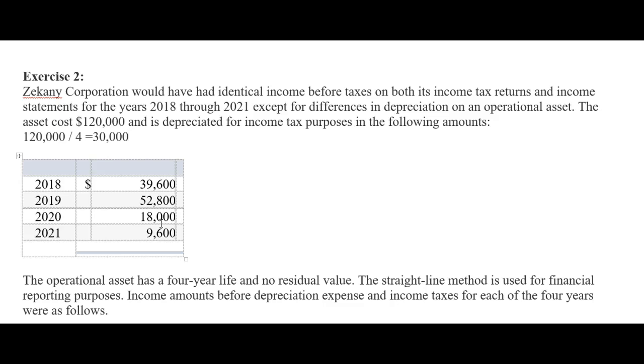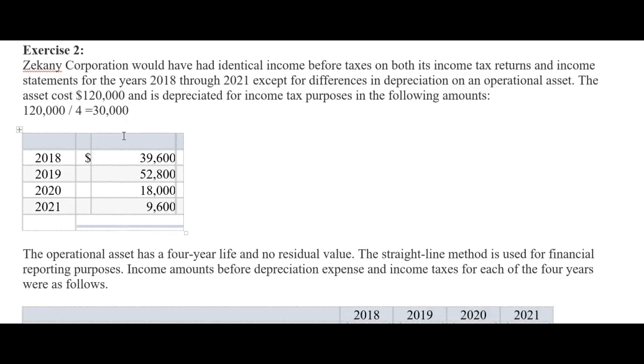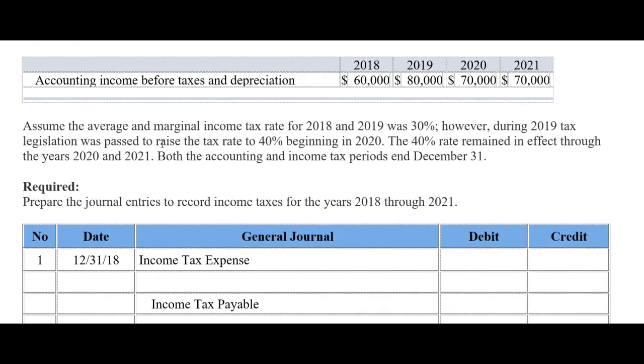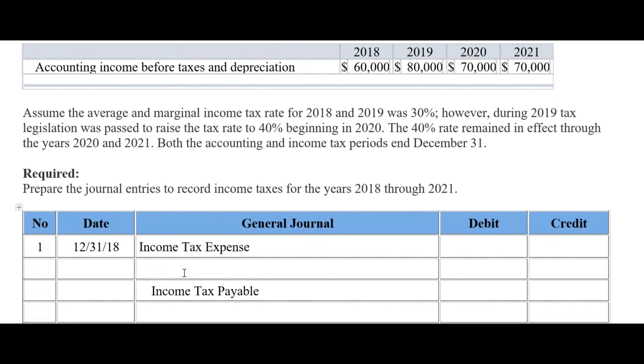Now over time, they will equal out. If we added up all 4 years for tax purposes, it would also be $120,000. The problem is there's a timing difference between each one. So that's going to create a deferred tax liability because we're deducting more here on taxes. That means in the future it's going to cost us more in taxes than what we have on our income statement. So we're going to credit a deferred tax liability. That's what's going to be created in this instance.